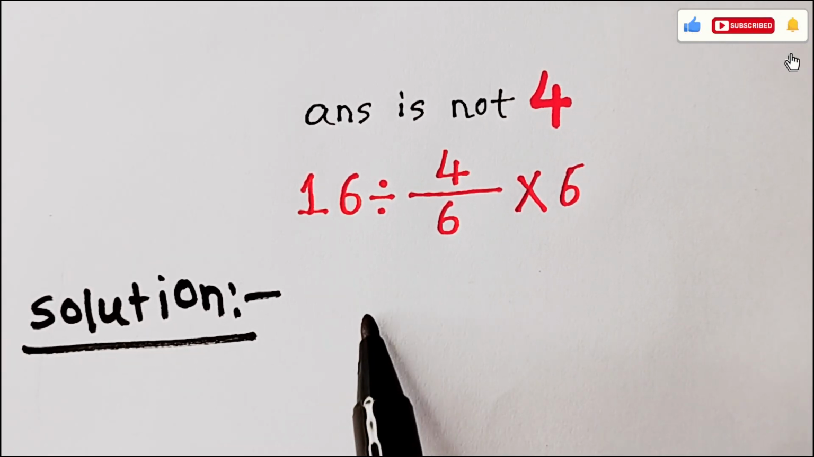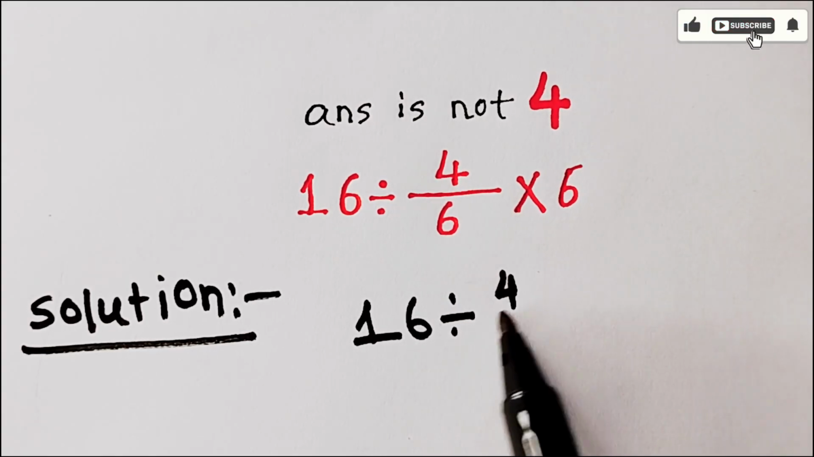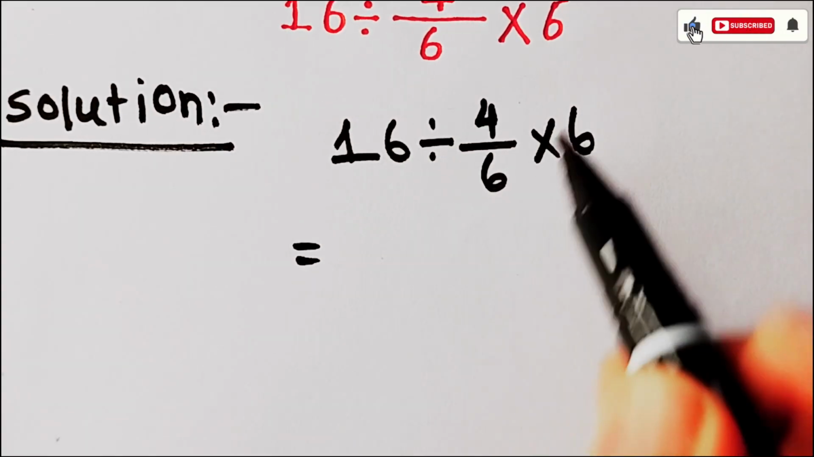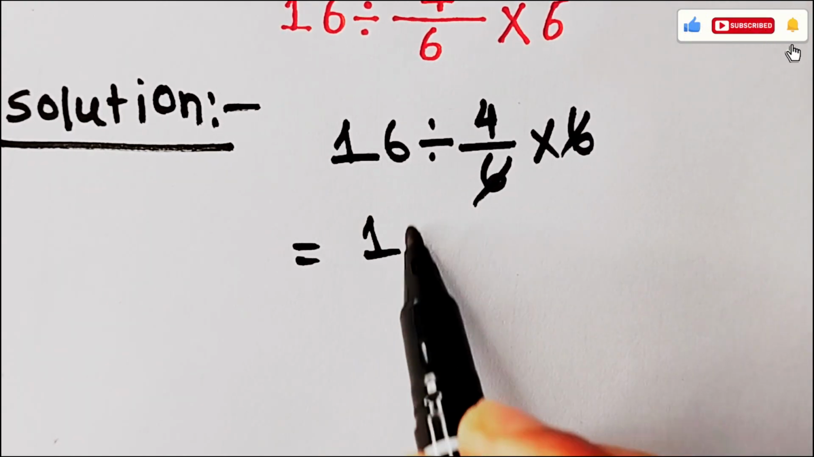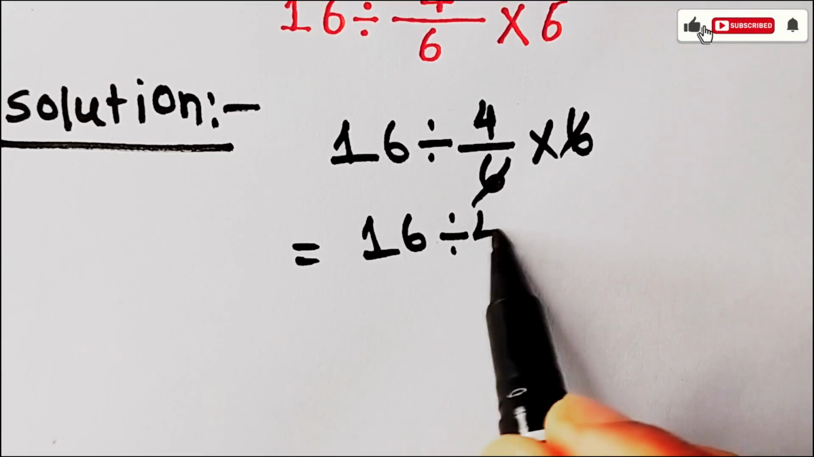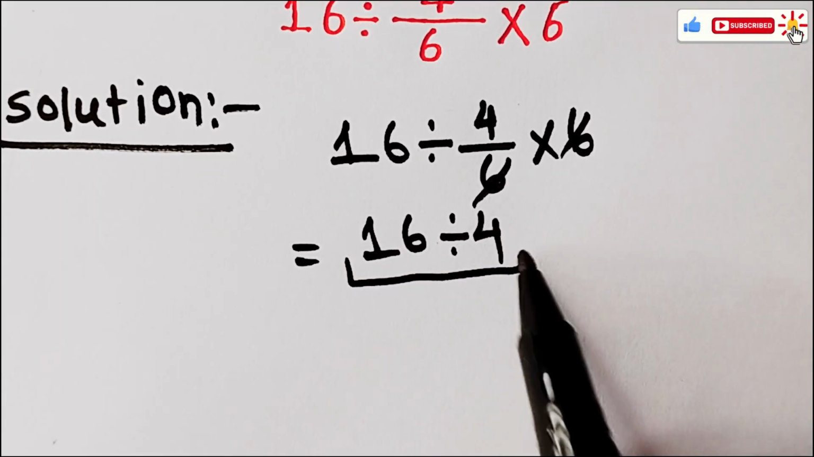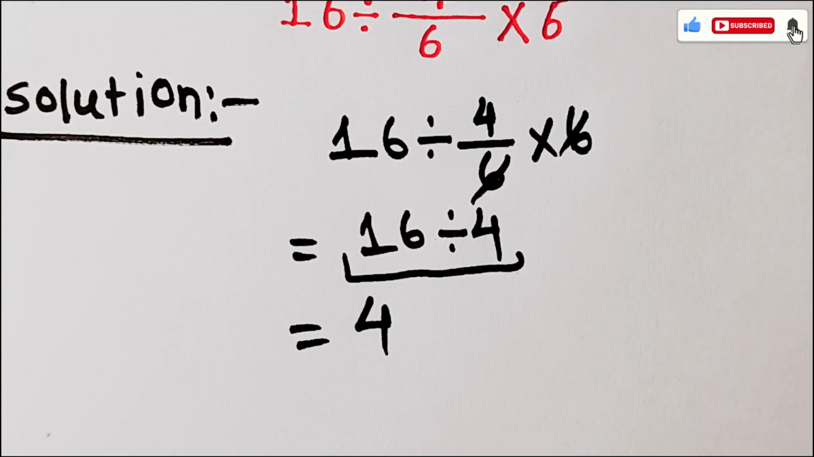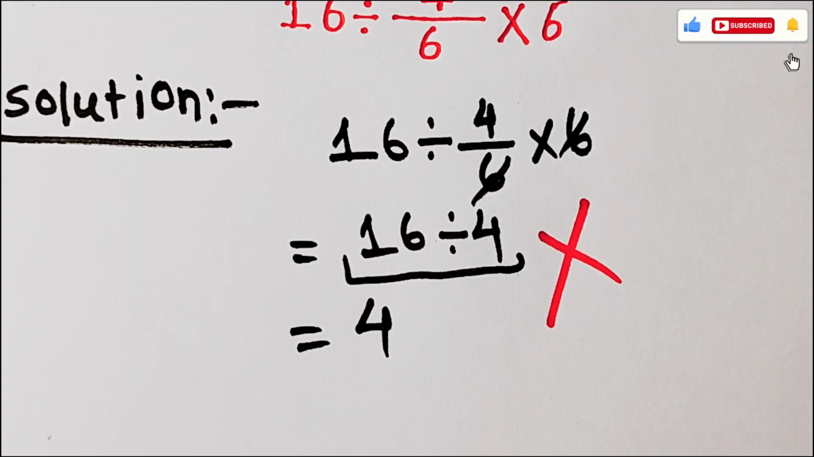First of all, rewrite the question: 16 divided by 4 divided by 6 times 6. Here the 6s cancel out, only 16 divided by 4 remains, and 16 divided by 4, we know, is 4, so the answer is 4. But this is not the right procedure, so the answer is totally wrong.